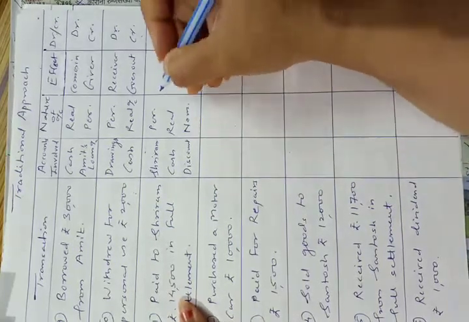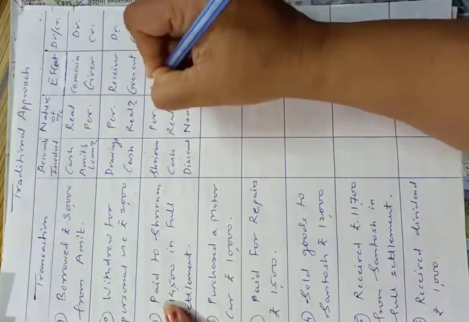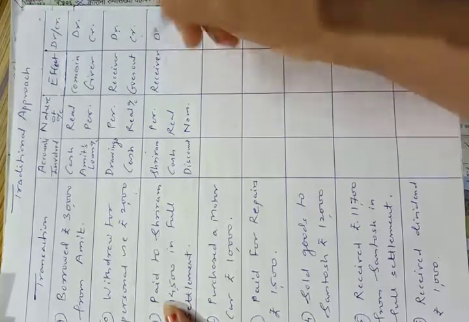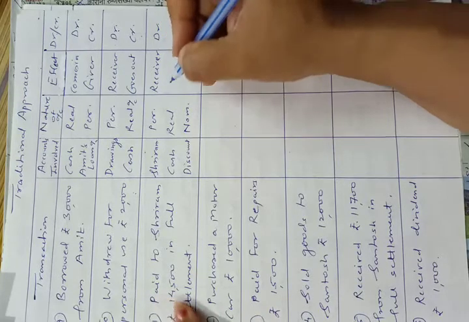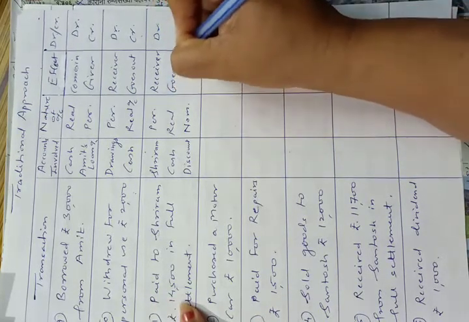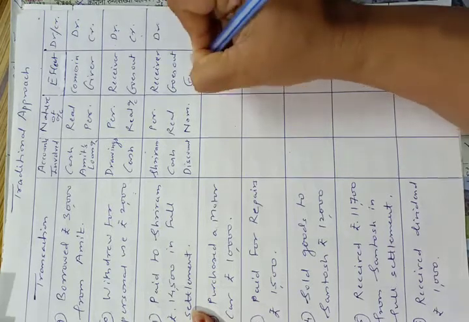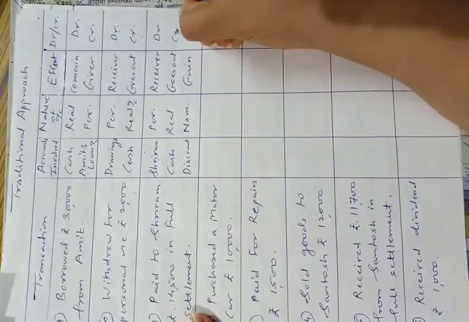Understood? Now follow personal accounts rule. Debit the receiver, credit the giver. Sriram is the receiver, so debit. Cash is a real account, debit what comes in, credit what goes out. As we are paying cash to Sriram, cash goes out. And discount is a nominal account, and the rule says debit all expenses and losses, credit all incomes and gains. As it is our gain, it should be credited. Cash goes out, it should be credited.